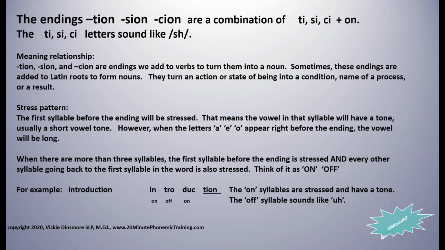The tion, sion, and cion endings are a combination of ti, si, ci plus the letters on. I've always thought it was strange that ti, si, and ci sounded like sh in combination with on, and I think a lot of people do. You'll notice that the IO vowel pattern doesn't occur anyplace else in our English words. We might have the reverse, oi, but we do not have IO in that combination. So when we combine ti with on, we get shun.